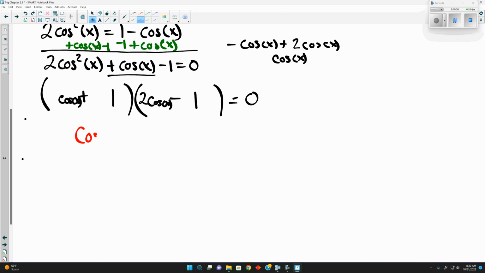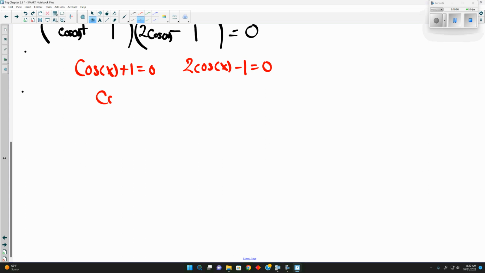Specifically, that tells us that cosine of x plus 1 is equal to 0, and that 2 cosine of x minus 1 is equal to 0. So for the first one here, we have that cosine of x is equal to negative 1, because we had to subtract 1 from both sides. Now for us, cosine of x equals -1 at pi. Now because they didn't give us a restriction on what this is, we do have to add 2 pi n to it.